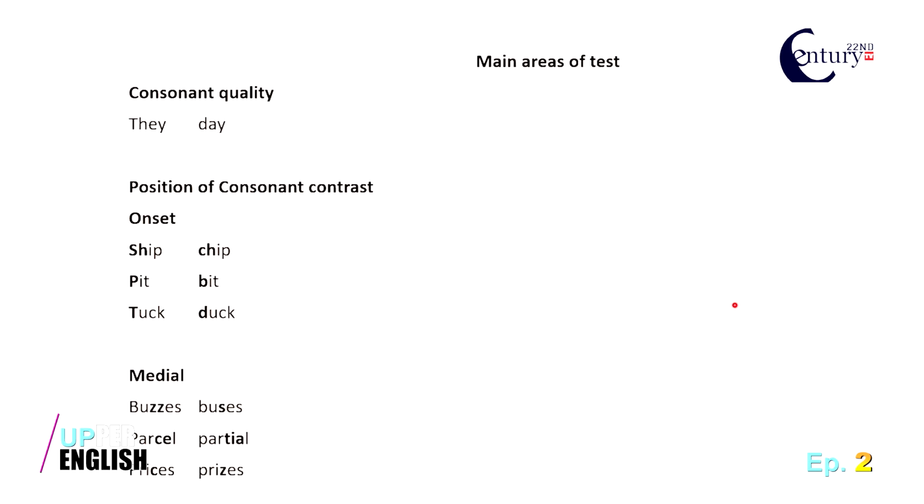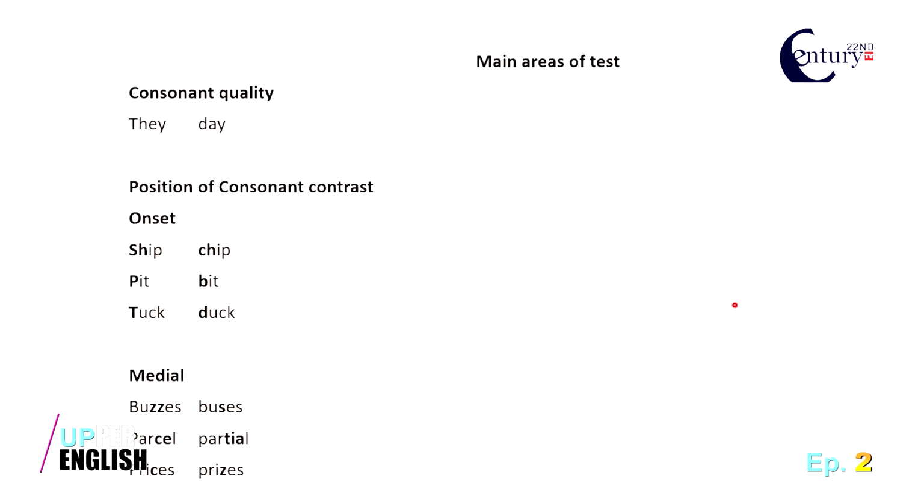If the difference comes in the beginning of the word, then of course we speak of what? Onset. Example, we have ship and chip. So here we have the SH at the beginning and the CH at the beginning. So the test for consonantal difference comes in the beginning. We call this one onset.